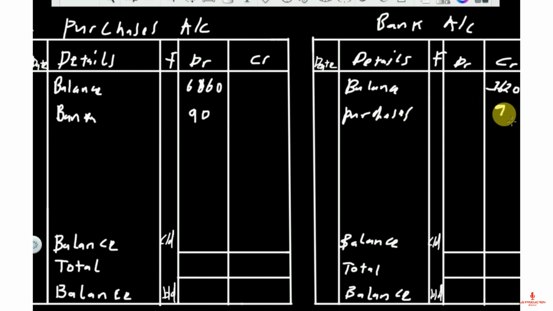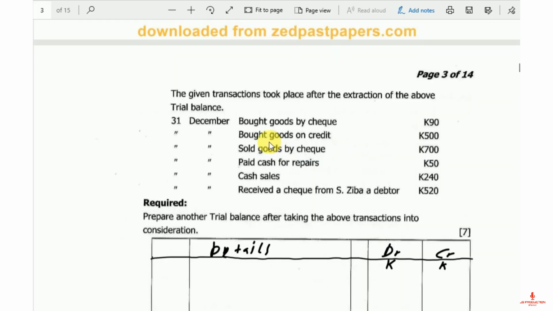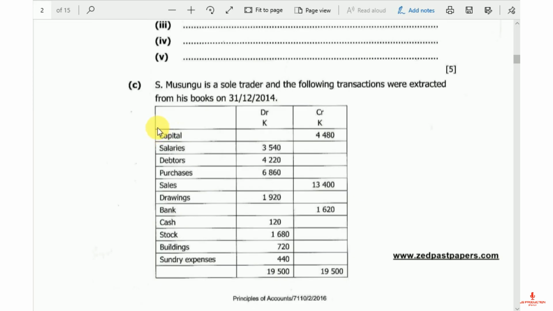Let us take a look at another transaction. Another transaction reads: bought goods on credit amounting to 500 kwacha. So the two accounts that are going to be affected, we're going to have purchases and the creditors account. But if we take a look at the transactions that have been given in the trial balance, we don't have the creditors. So which means we're not going to have any balance for the creditors.